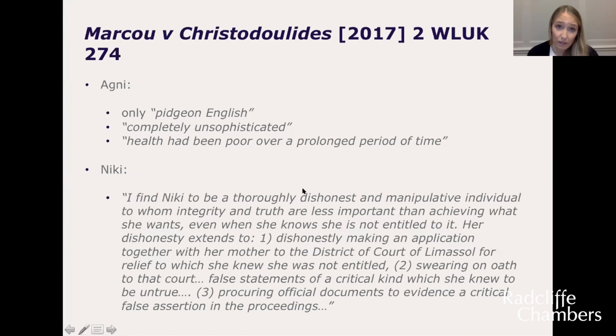Mum also only spoke pidgin English. She was completely unsophisticated when it came to her financial affairs, and she'd been in poor health for a long period of time. So she was particularly susceptible to undue influence. The judge then went on to make some quite damning findings about Nikki.